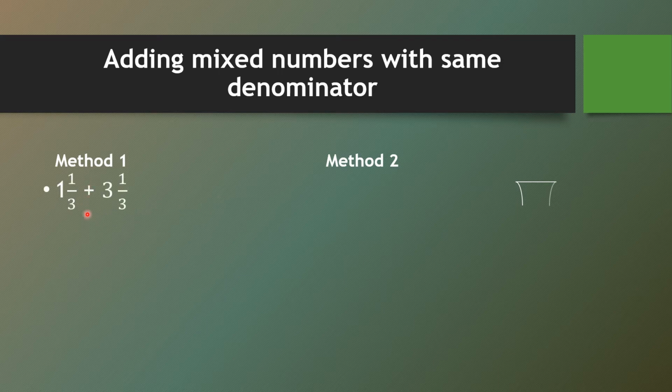Question is 1 and 1 by 3 plus 3 and 1 by 3. Here you can see that these are mixed numbers with same denominator. Denominator is 3 in both the numbers. So in this method 1, what we will do, we know that mixed number is a combination of whole and fraction. So here we will add whole numbers separately in this method 1 and fractions separately.